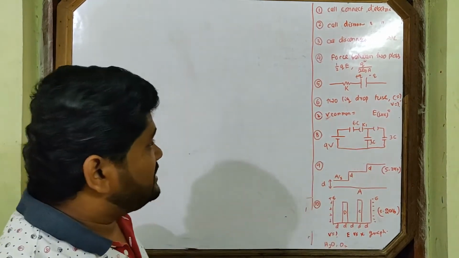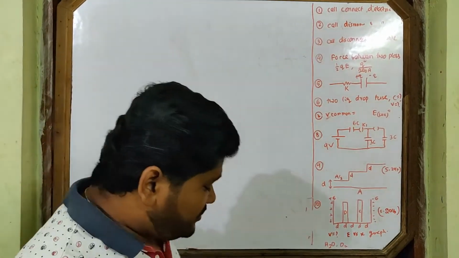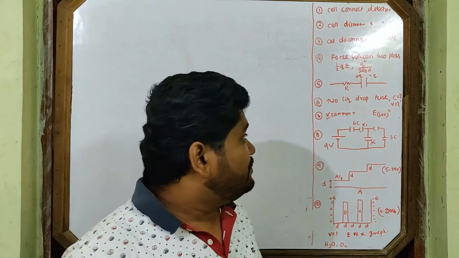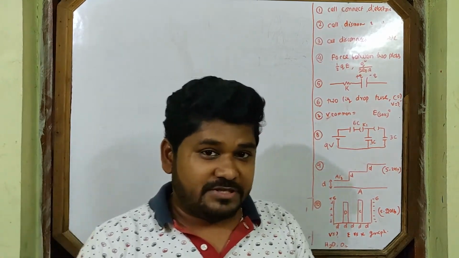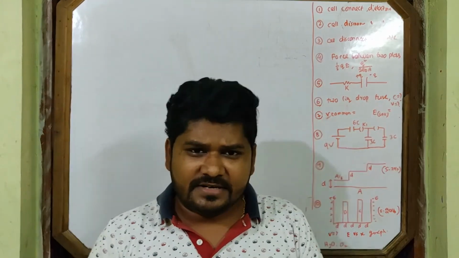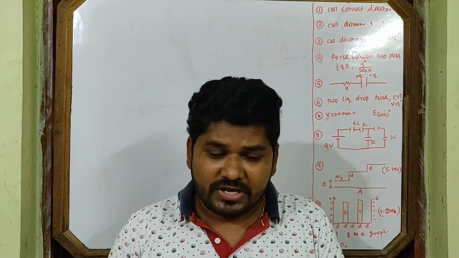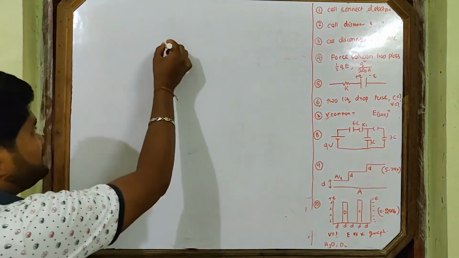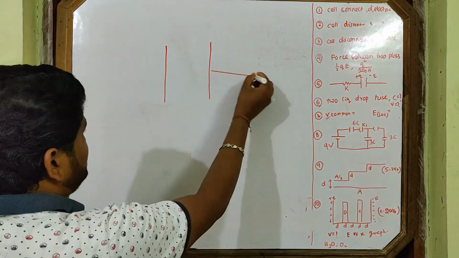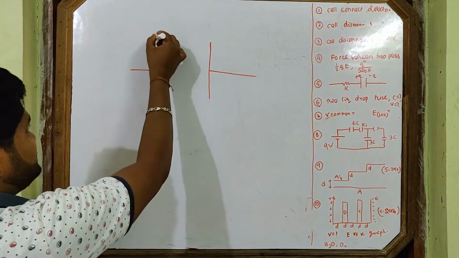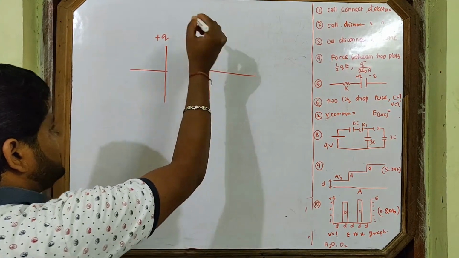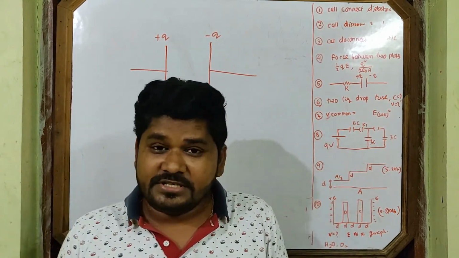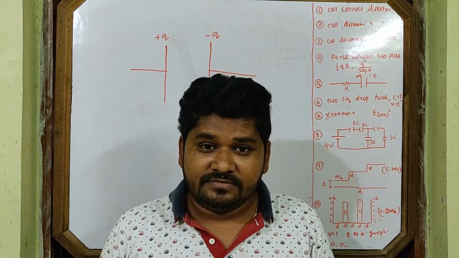Okay, so now let's come to a different concept. Question number 4. Force between two plates of the capacitor. Two plates of the capacitor attract each other, because one is a positive plate and one is a negative plate. Suppose this is plus Q and this plate is minus Q. They must attract each other. Two opposite charges must attract each other.